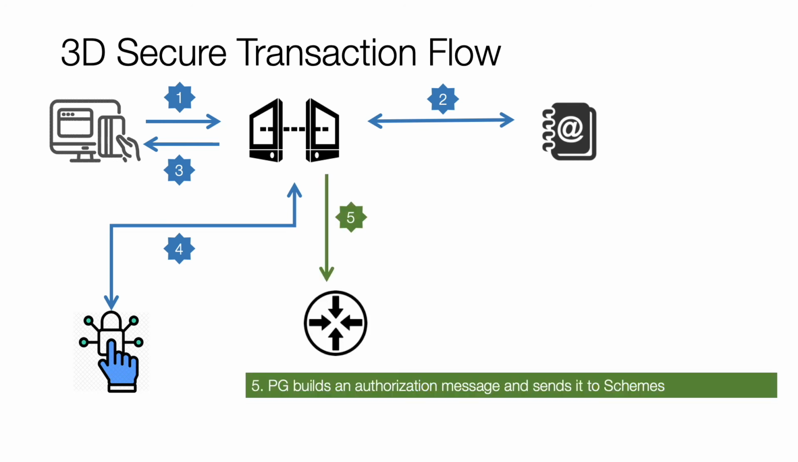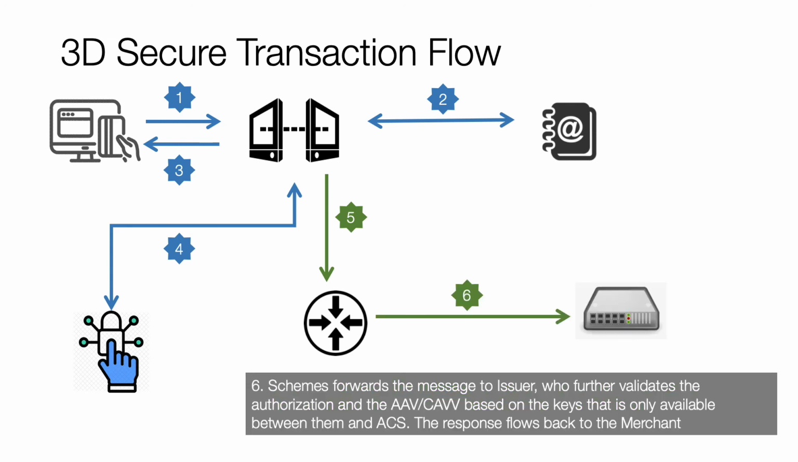And upon successful authentication, the payment gateway sends an authorization message to the schemes. This is like any other normal POS transaction. And schemes further send this particular transaction to the issuer who validates this AAV and CAVV and sends the response back to the merchant server plugin and to the merchant. And that's how a decision happens.